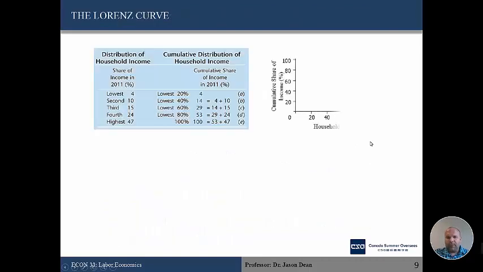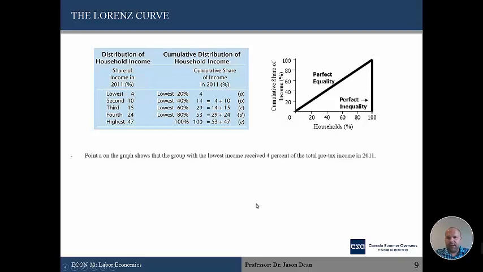So if we were to construct a Lorenz curve out of this, we would simply plot these values. So the first 20% of households, that's this group here, their share of income is 4%. Okay? So that's 4%. We plot that there. Now, the next group, their share is 10%. So we would put that there.